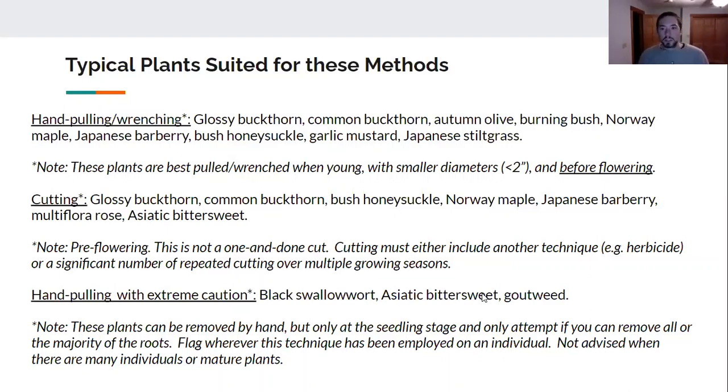So really you're just pulling them at the seedling stage, and you will be, if you're doing this appropriately, removing as much of the root network as you possibly can. Really important, if you ever do hand pull black swallowwort or Asiatic bittersweet or goutweed, make sure to flag where you've pulled this so that you can readily come back and check for resprouts, because it is very likely that they will. And this technique isn't advised if there are lots and lots of individuals or if they're really mature plants, just because the resprouting will be that much heavier.